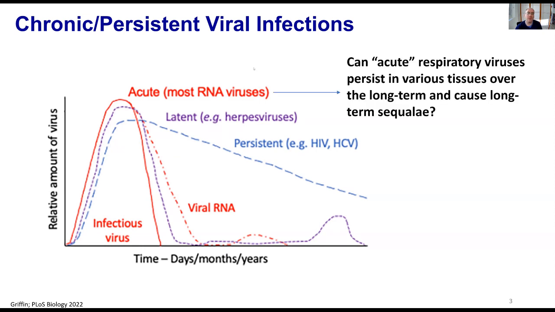But as we're going through, the question has been asked: can acute respiratory viruses, what we thought initially as acute transient, mostly RNA respiratory viruses, persist in various tissues over the long term or medium term and cause long-term sequelae? And this is something that hopefully this seminar series will address head on.